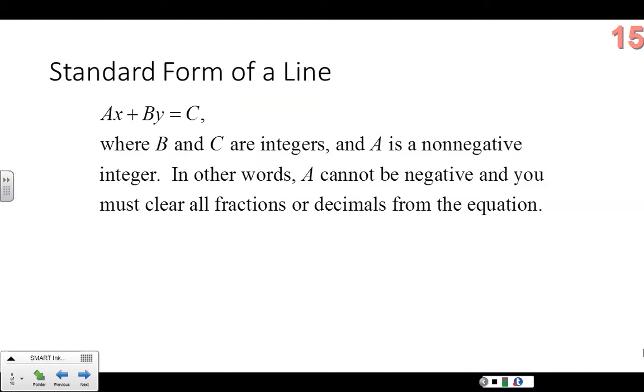This is just a slide here I've put in to reinforce how you write the standard form of the line. AX plus BY equals C. Remember, A can never be negative. And A, B, and C have to be integers. You can't have any fractions or any decimals.